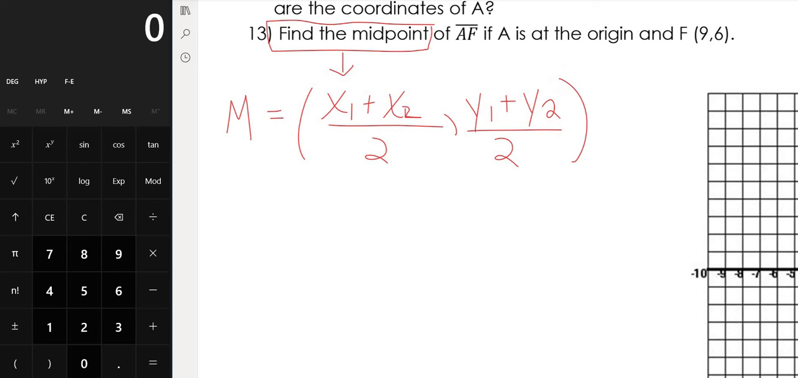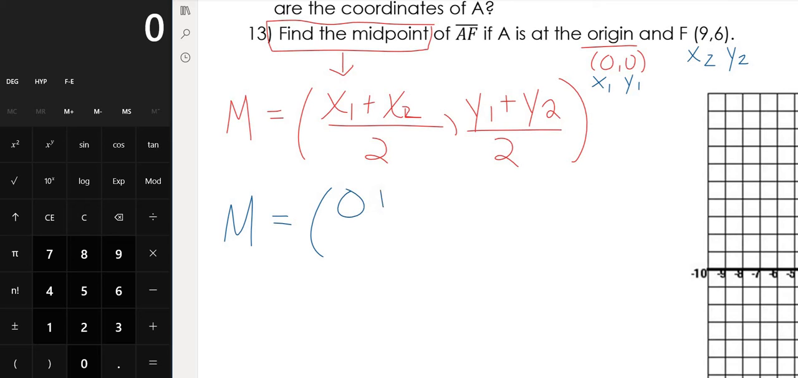And that's it. So the question tells you A is at the origin. That may not seem like it's a point, but it is. The origin is at (0, 0). So they're giving you the x and y value for the first point. And then F is at (9, 6). Let's go ahead and call A (x1, y1), and then F will be (x2, y2). Okay, so let's plug it into our formula and get our answer.